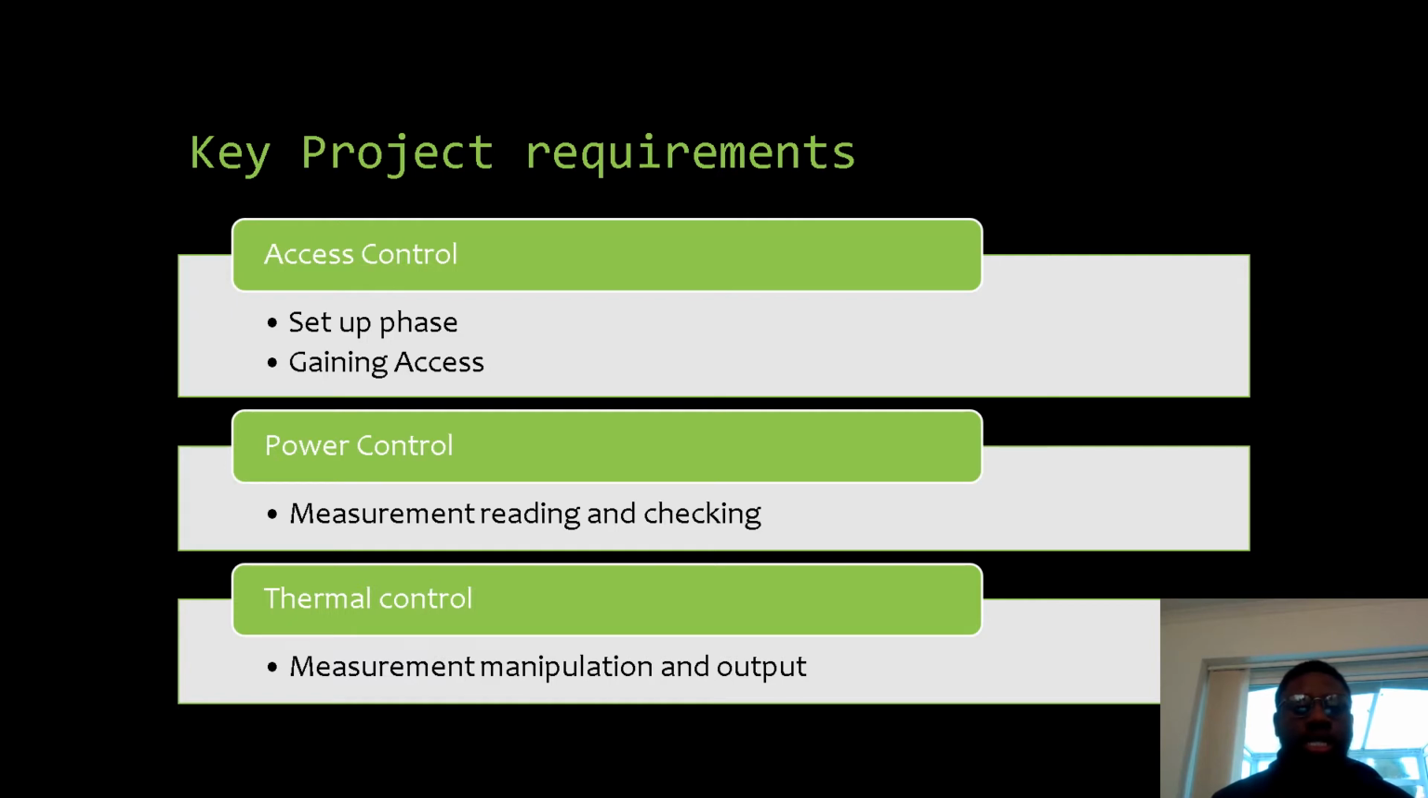Power control was simple measuring of constant input from a potentiometer and gaining those readings. Thermal control was a measurement of temperature from the surroundings and getting the average of those temperatures and outputting them as well and signaling if need be.